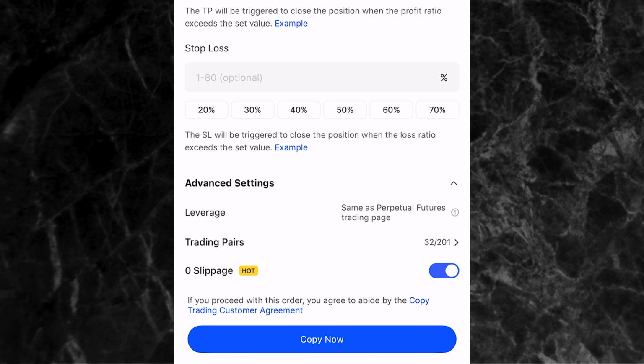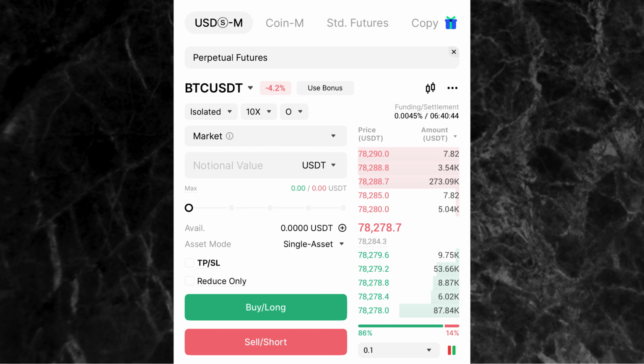So once you've done that, the next thing you want to do is to select your leverage. But you're not selecting leverage because it says here that your leverage is same as perpetual futures trading page. Now, what's the meaning of this? Now, if you go to your futures trading page, so as you can see on the screen, this is my futures trading page on the BingX app.